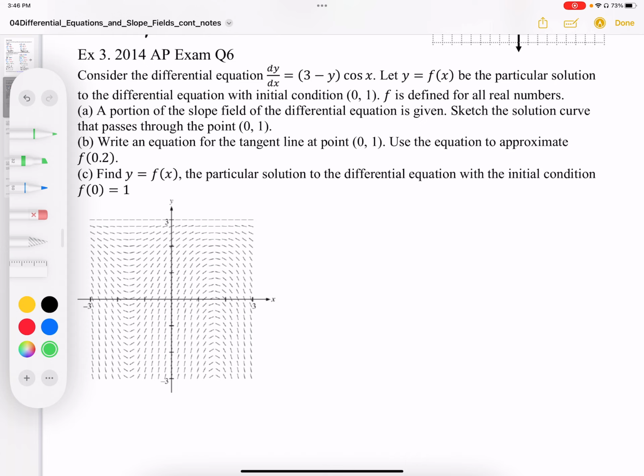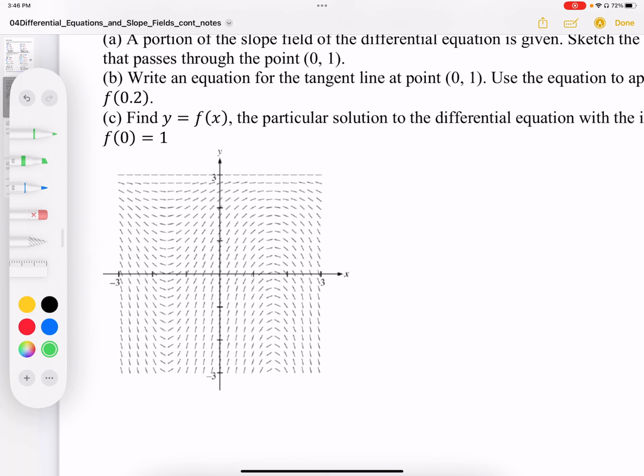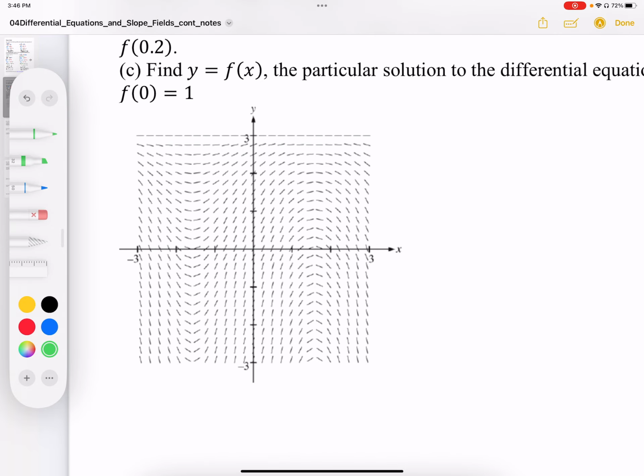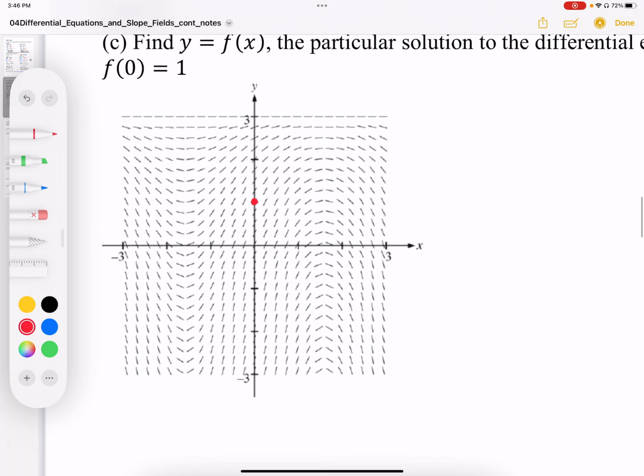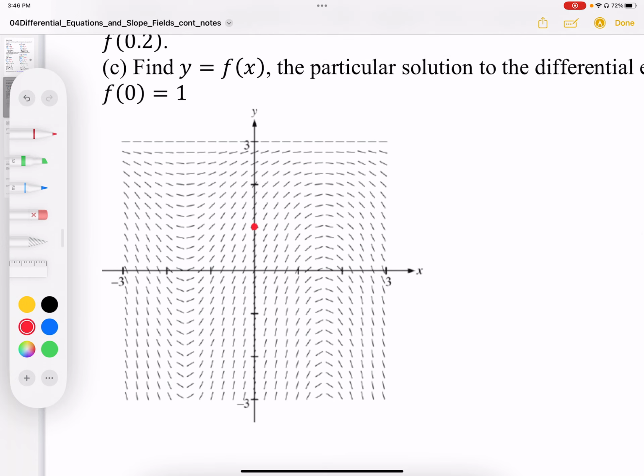Part A says a portion of the slope field is given, and select the solution curve that passes through point (0, 1). So if I take a look at my slope field here, I'm going to find point (0, 1). That is the coordinate right there. To draw the particular solution, I'm just going to sketch it, and look at the slope lines and follow where the slope lines are pointing.